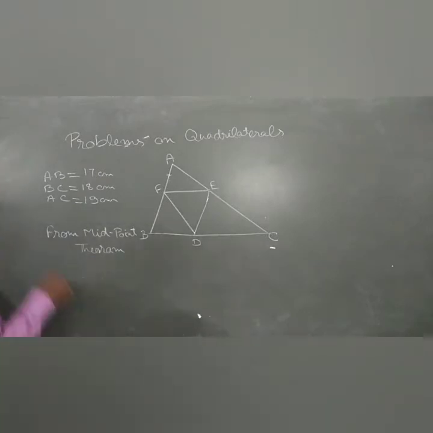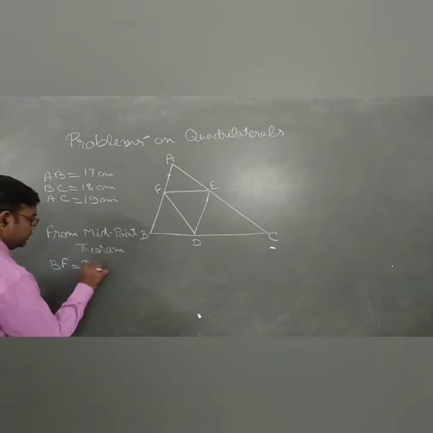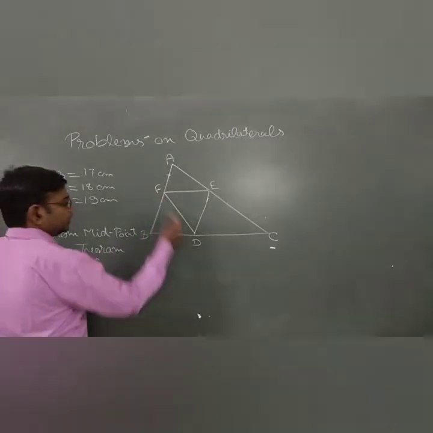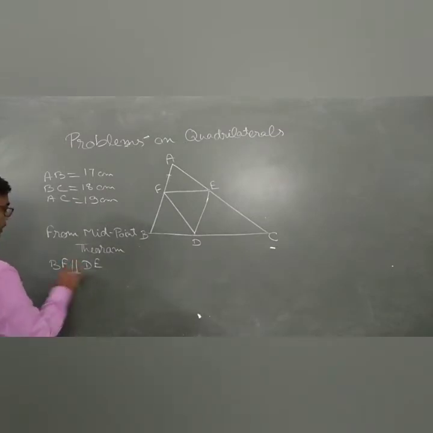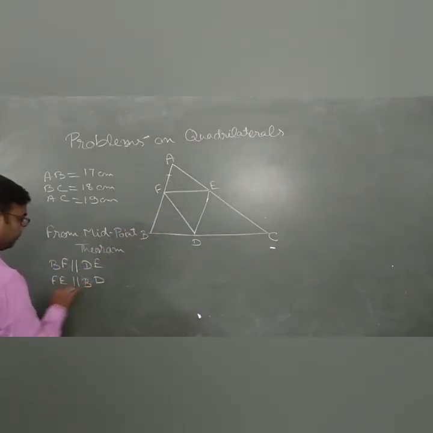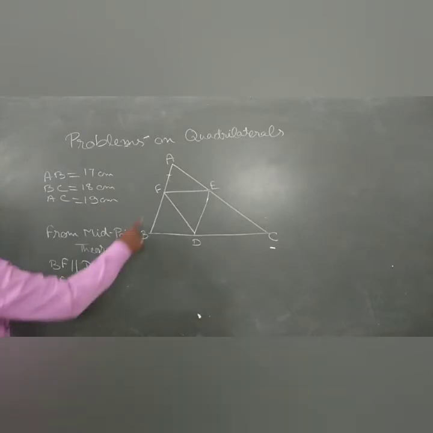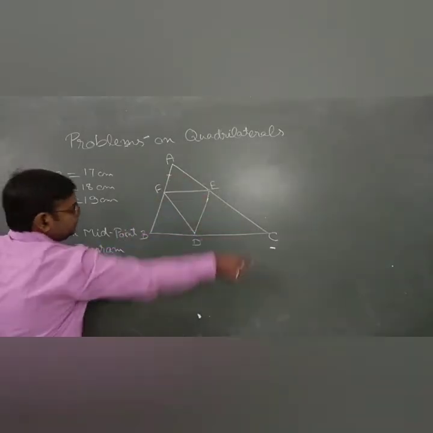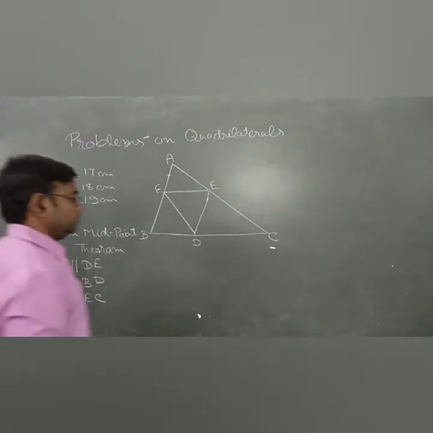We know that BF is parallel to DE. Similarly, we can say that FE is parallel to BD or BC, whatever you want, and FD is parallel to EC. Is it clear?